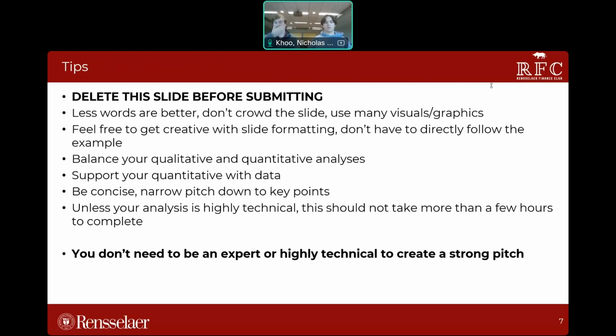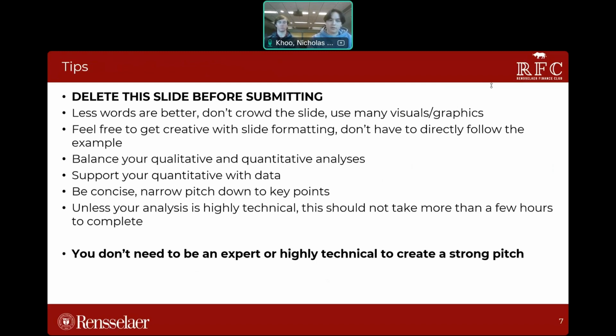And just some additional tips. Less words are better. You want to use as many visuals or graphics as you can. Don't overcomplicate your slides, but feel free to get creative with the slide formatting. You don't have to follow section by section of the example pitch that we're going to show you in a moment.